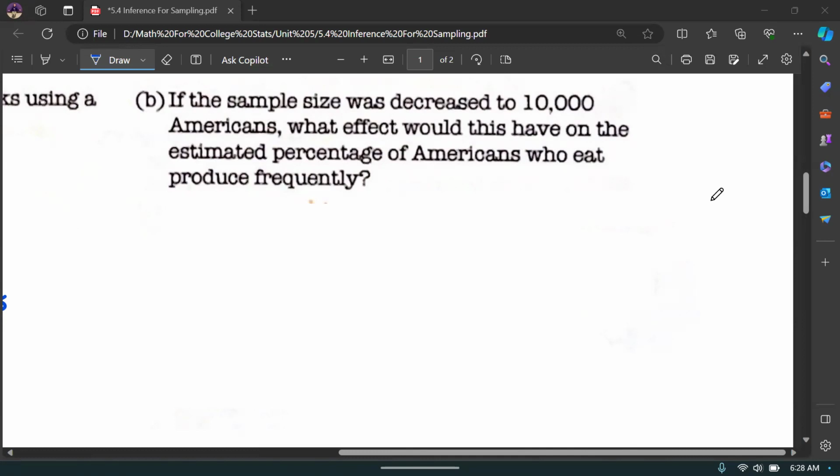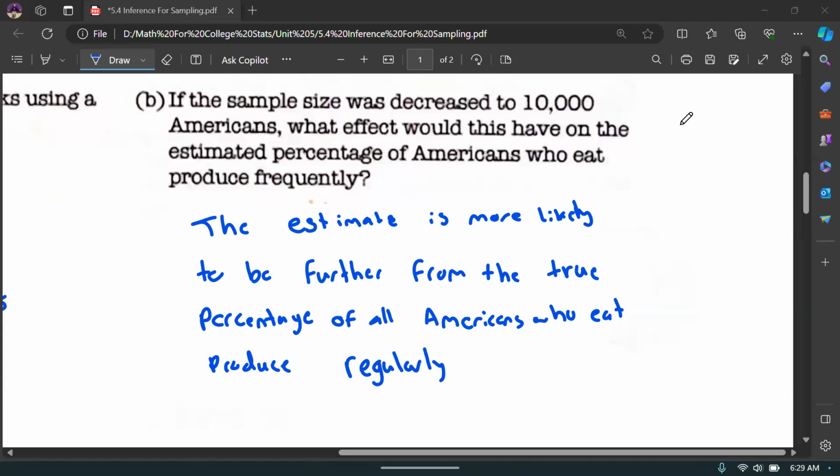You're more likely to be a little bit further off, right? So that's kind of what we're going to mention here. And so I'll copy that down, and then you guys can pause it and write it down as well. All right, so there's my response.